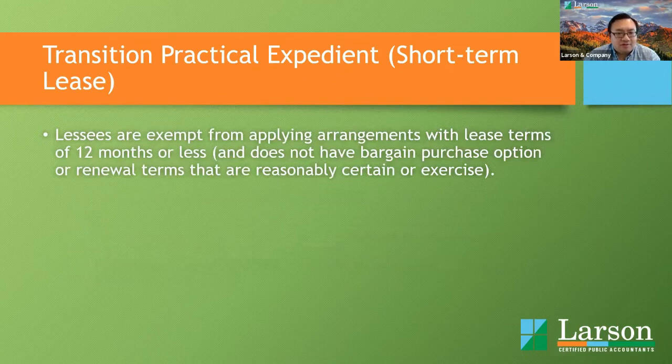And then another practical expedient that we already talked about, this is a practical expedient, not just that ASC 842 doesn't apply, is that lessees are exempt from applying it to arrangements with lease terms that are 12 months or less, and that do not have a bargain purchase option or renewal terms that are reasonably certain for exercise. And we already talked about how if you have non-consecutive leases, just a reminder, you use the periods where you actually have control.